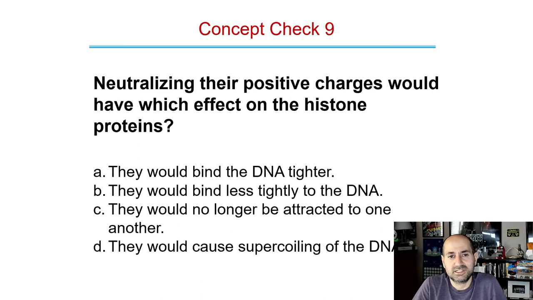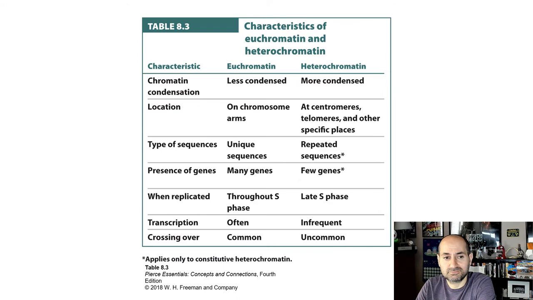Here's concept check number 9. I like this concept check question. Think about this. Neutralizing their positive charges would have what effect on histone proteins? What would happen if you neutralize the positive charges of the histone proteins? A, they would bind to the negatively charged DNA tighter. Nope. They would bind less tightly to the DNA. Yep. Or not at all, right? DNA is negatively charged. Histones are positively charged. Is it any wonder why DNA wraps itself around the histones?